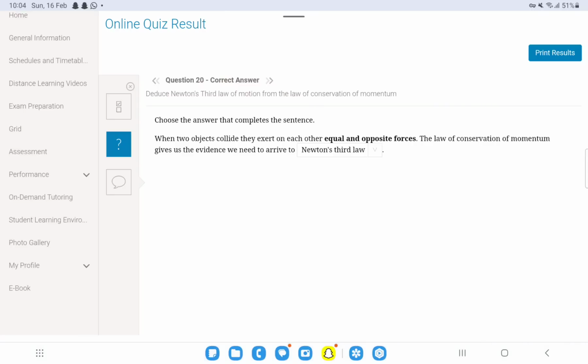This question: when two objects collide and exert on each other equal and opposite forces, so basically action and reaction, the law of conservation of momentum gives us the evidence we need to arrive at Newton's third law. Equal and opposite forces, so action and reaction, which is Newton's third law. For each action there is an equal and opposite reaction.